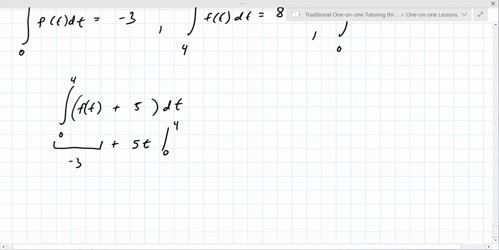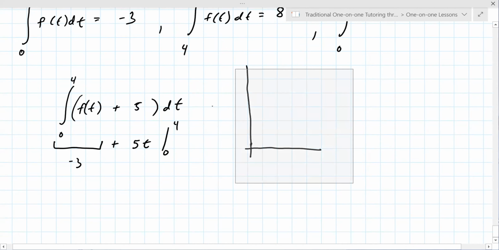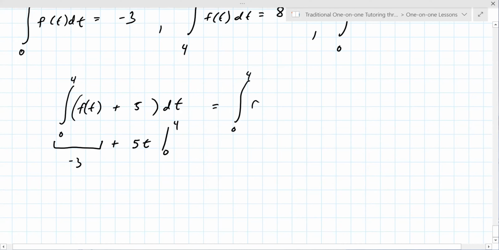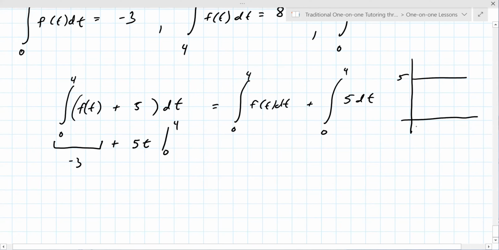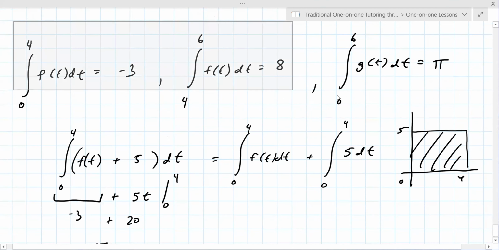Why do you have to do that? Well, the real reason is because you're separating this into the integral from 0 to 4 of f of t dt plus the integral from 0 to 4 of 5 dt. You could also graph it and say, okay, that's 5, that's 0 to 4, I'm finding the area there, or you can use antiderivatives, which is the same thing. So it's just 20, negative 3 plus 20, so 17. Right. Let's do another one.